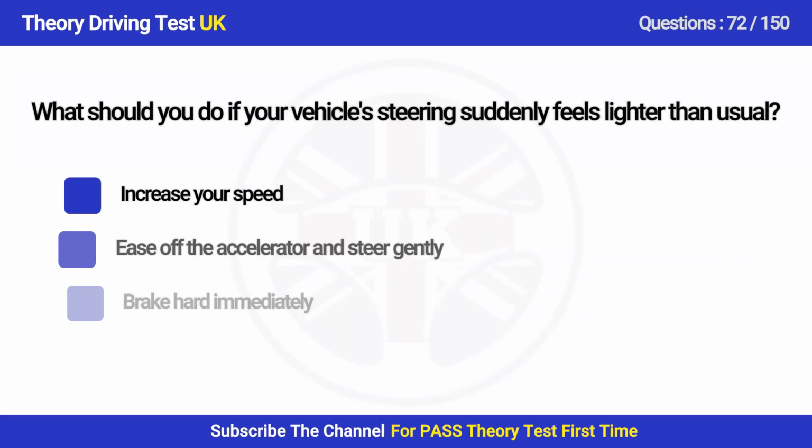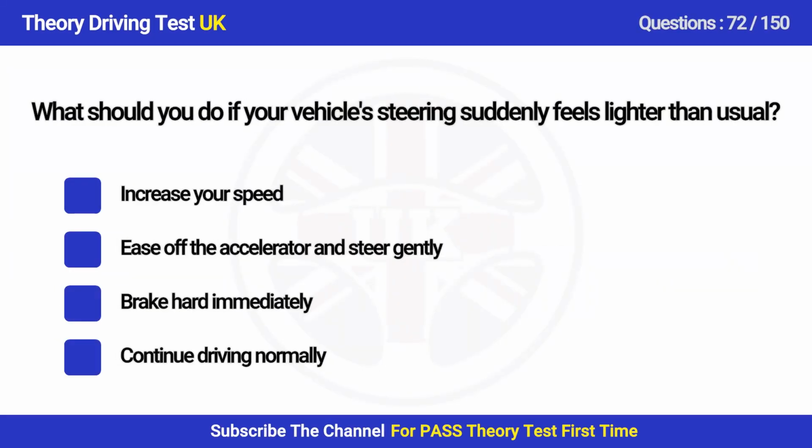Question 72. What should you do if your vehicle's steering suddenly feels lighter than usual? A. Increase your speed. B. Ease off the accelerator and steer gently. C. Brake hard immediately. D. Continue driving normally.